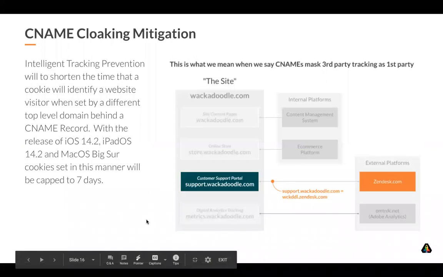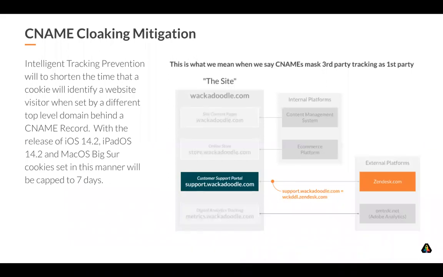CNAME cloaking is a technology. CNAME stands for Canonical Name Record of the domain name system. And you can see that in this example on this slide, support.wackadoodle.com actually goes to wackadoodle.zendesk.com, but from the browser's perspective, it can only see support. So it looks like it's a first-party connection. But what they're doing here is if Zendesk was to set a cookie, because Zendesk is not Wackadoodle, now iPad, iOS, and Big Sur can identify that and will limit the cookie set by Zendesk to a 7-day max duration.